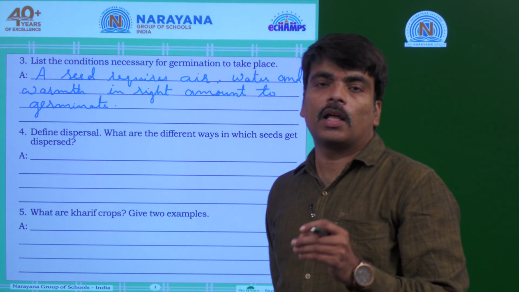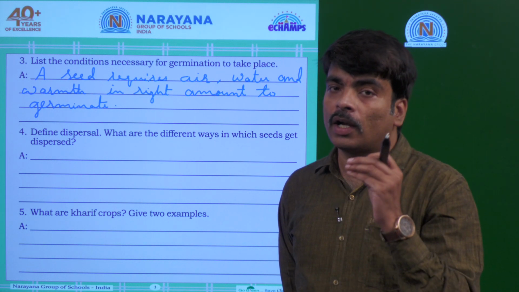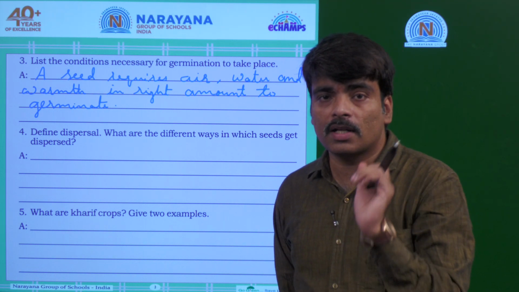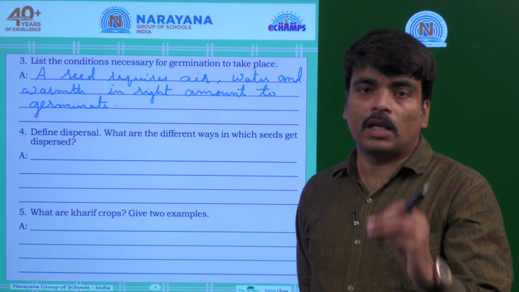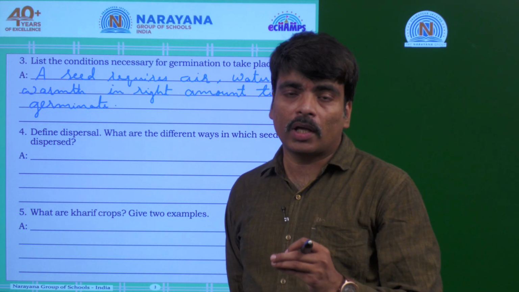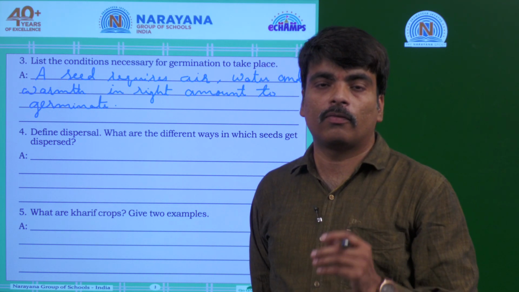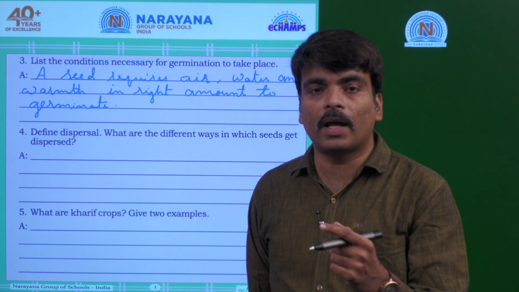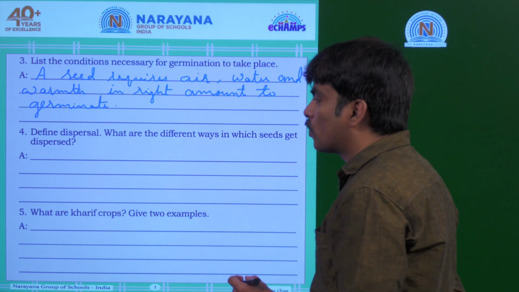So when a seed receives the right amounts of air, water and warmth, it can grow into a seedling or baby plant. It is not necessary that sunlight is needed. Sunlight is required for the plant to prepare its own food. For a seed to grow into a seedling, warmth is necessary. Okay, we'll move on to the next question.